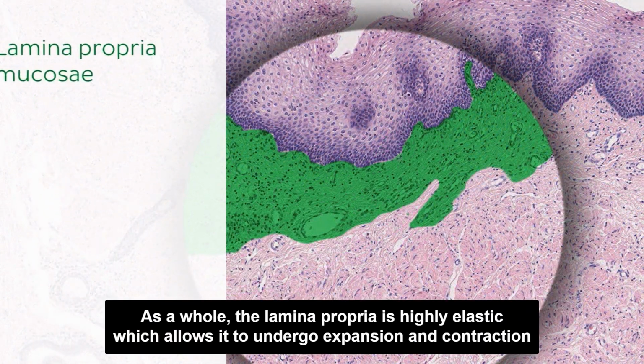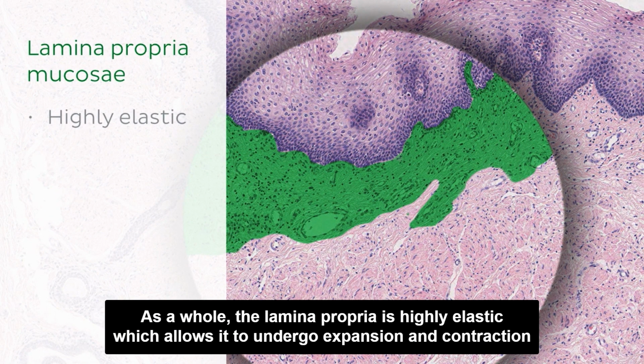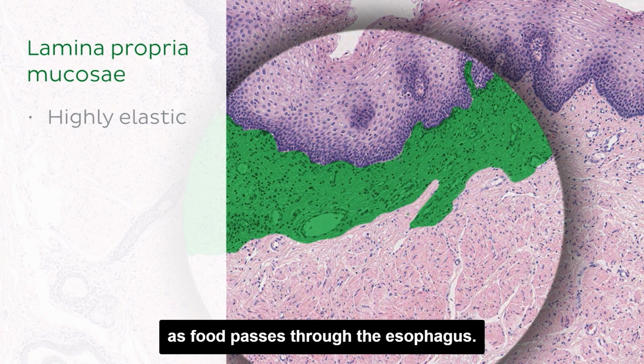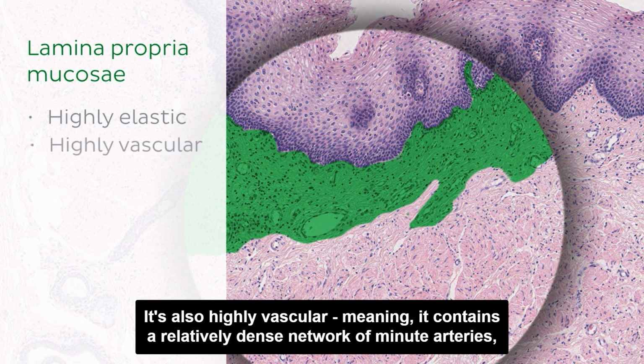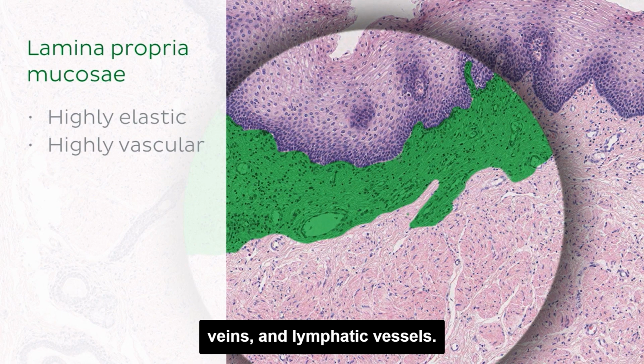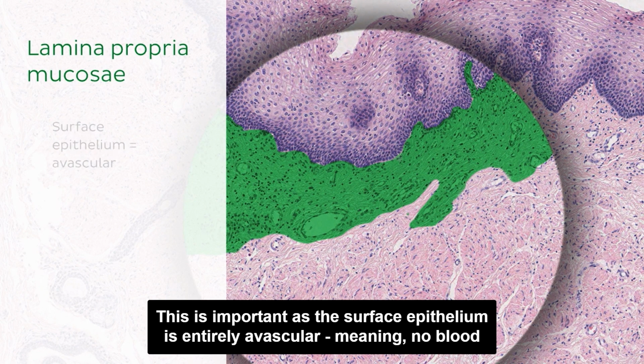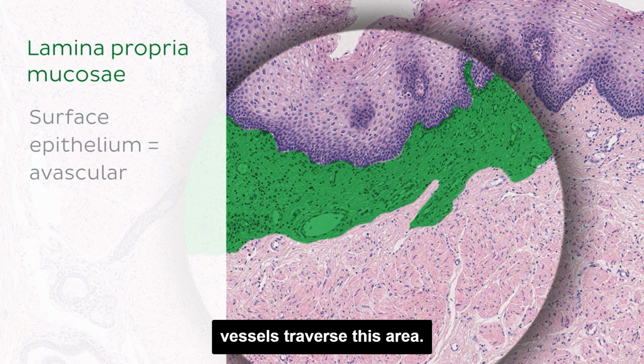As a whole, the lamina propria is highly elastic, which allows it to undergo expansion and contraction as food passes through the esophagus. It's also highly vascular, meaning it contains a relatively dense network of minute arteries, veins, and lymphatic vessels. This is important as the surface epithelium is entirely avascular, meaning no blood vessels traverse this area.